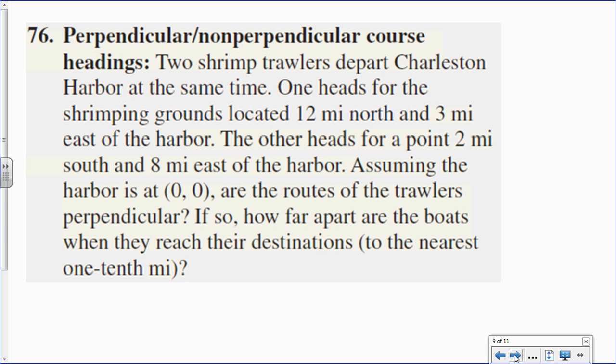All right, so we're going to look at a few word problems here. Again, if you don't want to write all of it out, note the problem number. We're in section 2.2.